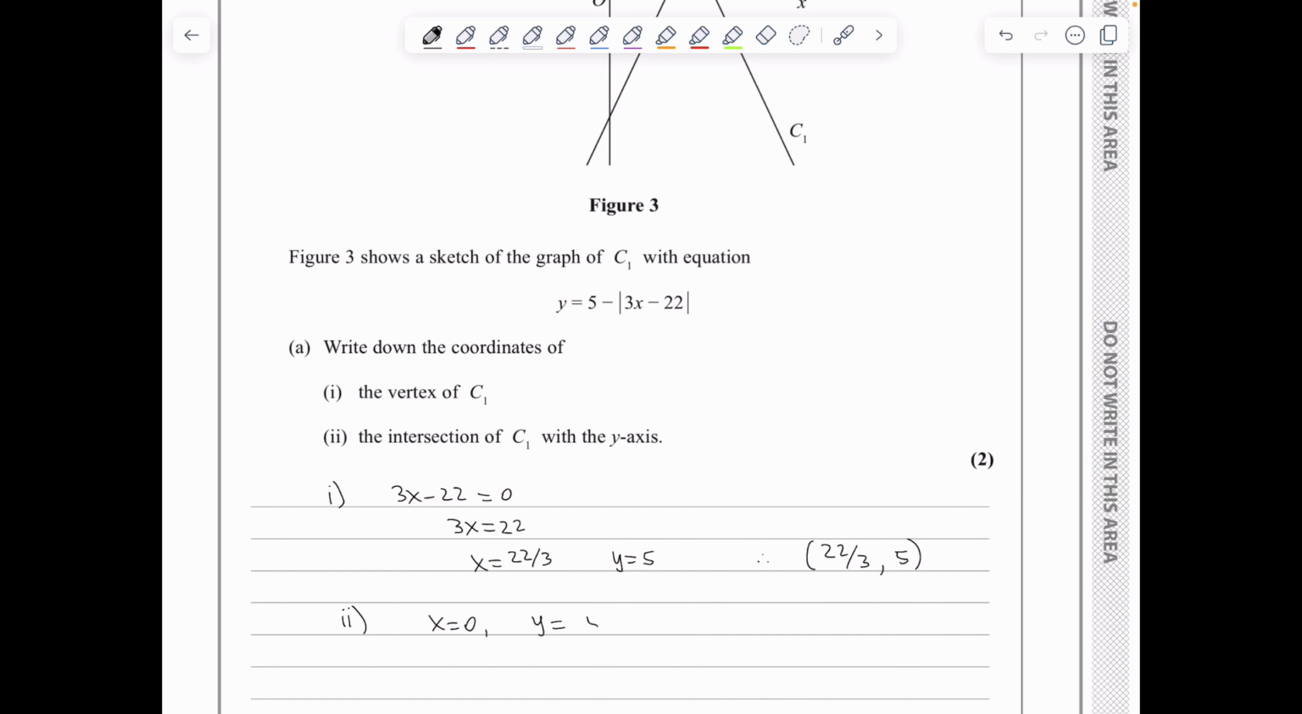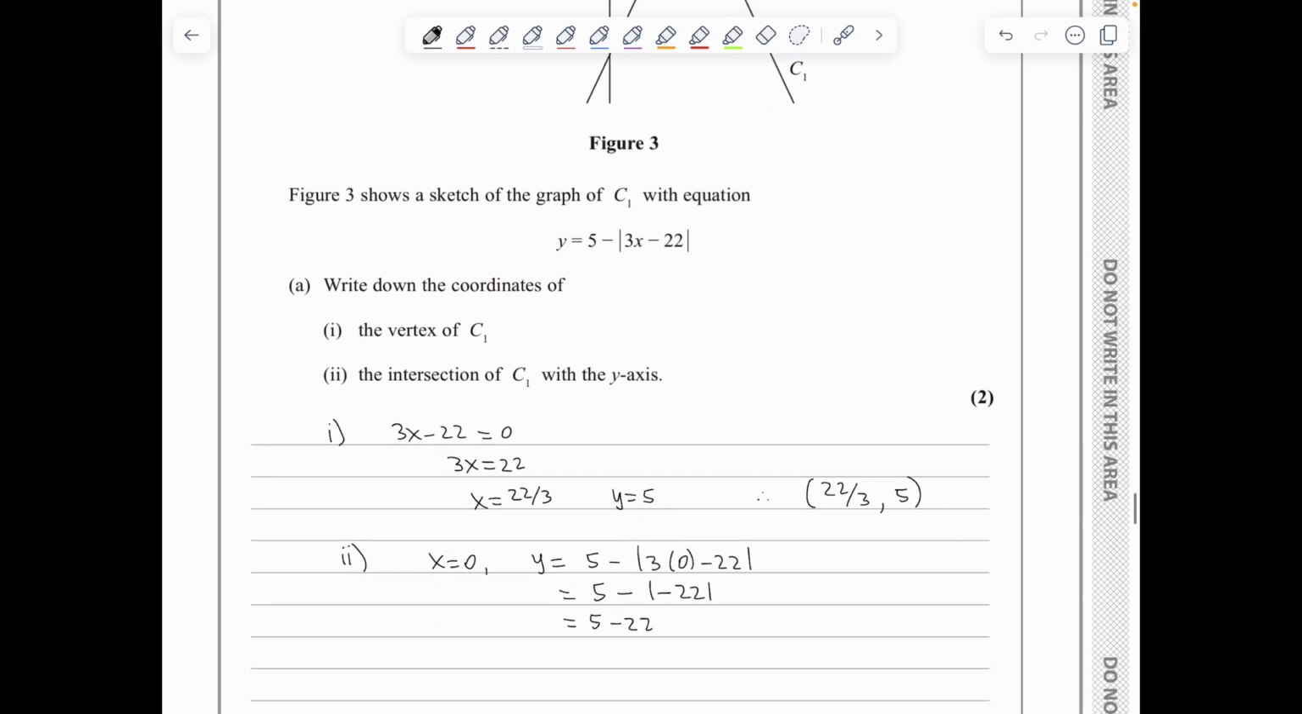For the intersection with the y-axis, I'm going to simply substitute x is 0, and we get that y is 5 minus the modulus of 3 times 0 minus 22. So this is 5 minus the modulus of -22, which is 5 minus 22, which turns out to be minus 17. And therefore the coordinates of the cut on the y-axis are 0, minus 17.